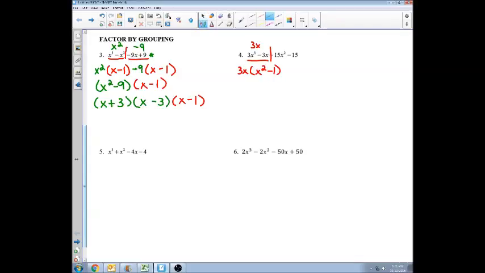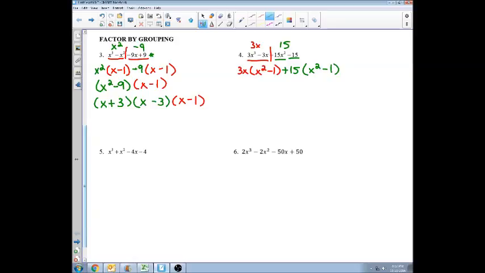For the second group, what is my GCF between 15x squared and negative 15? That would be positive 15. So I'm going to write positive 15 in between. I'm going to have my parentheses. 15x squared divided by 15 is going to leave me with x squared. Negative 15 divided by 15 will leave me with negative 1.